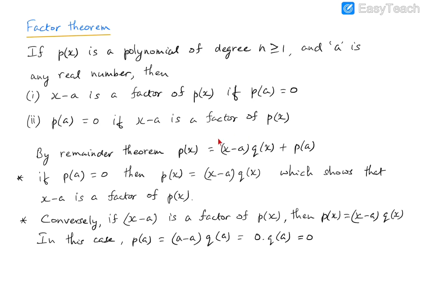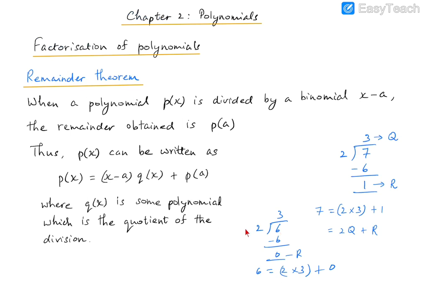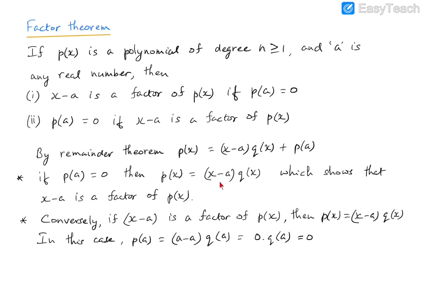So if x minus a, the divisor, is a factor of P of x, then the remainder is 0. Therefore, if P of a is 0, then the remainder term will disappear, and we will have P of x as simply x minus a times the quotient. Just as for dividing the number 6 by 2, it's 2 times 3 plus the remainder 0, so you simply write it as 2 times the quotient. Similarly here, the divisor times the quotient, because the remainder is 0. So clearly we are able to represent P of x as a product of two polynomials, and that means x minus a is a factor of P of x.